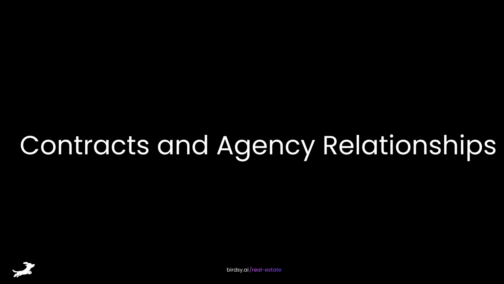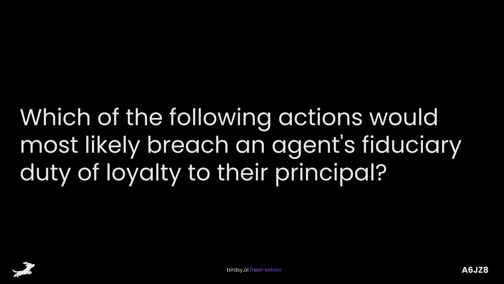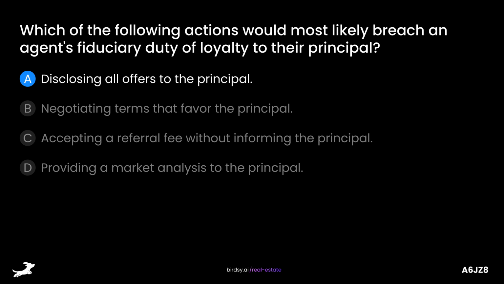Contracts and agency relationships. Fiduciary duties and agency conflicts. Which of the following actions would most likely breach an agent's fiduciary duty of loyalty to their principal? Is it A, disclosing all offers to the principal, B, negotiating terms that favor the principal, C, accepting a referral fee without informing the principal, or D, providing a market analysis to the principal? The answer is C, accepting a referral fee without informing the principal.